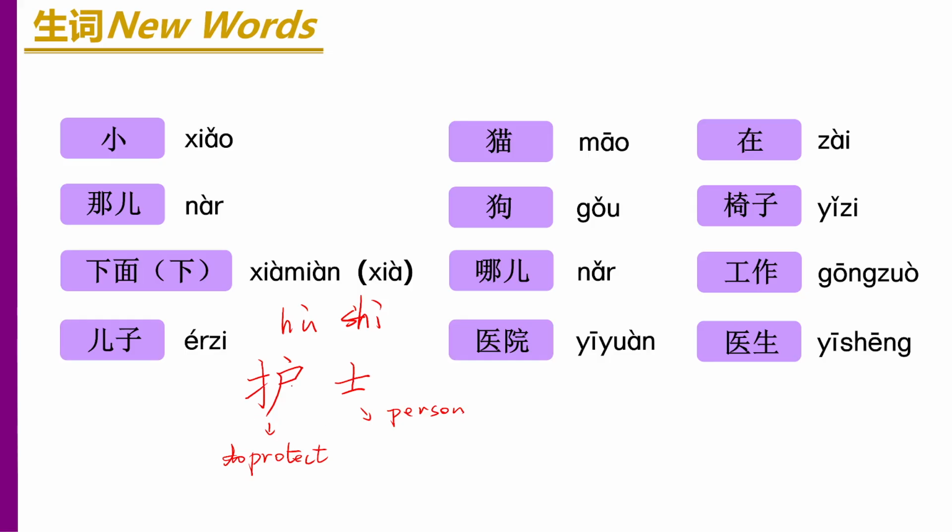But we know 护士 usually is female. 护士. So if you want to say a male nurse, although it's a nurse too, usually we need to say 男, male, 男护士. 男护士. Yeah, 男.